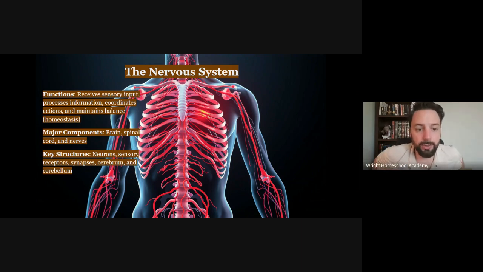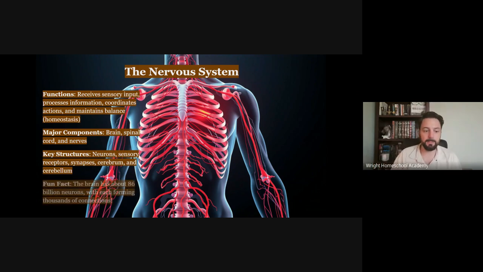Some key structures include neurons, sensory receptors, synapses, your cerebrum, and your cerebellum. Fun fact about the nervous system is that the brain has about 86 billion, that's billion with a B, neurons, with each forming thousands of connections.